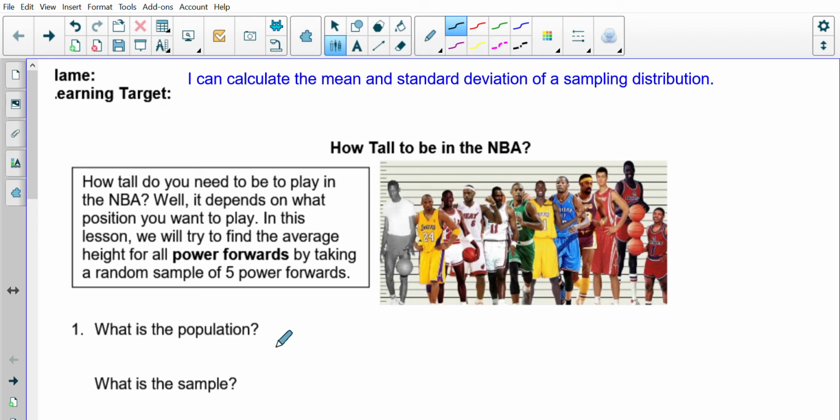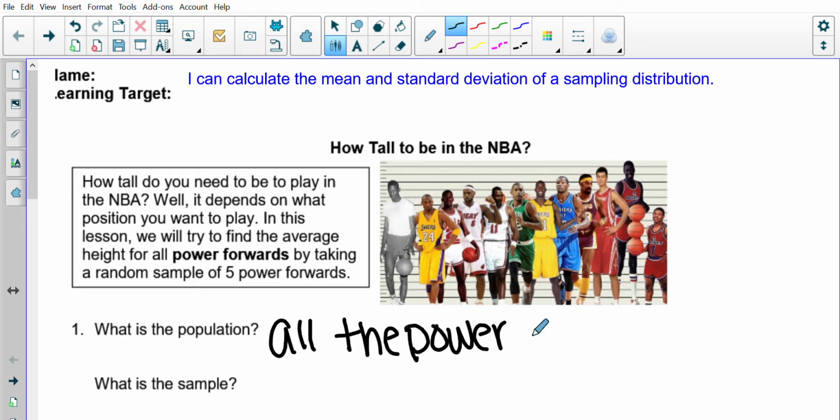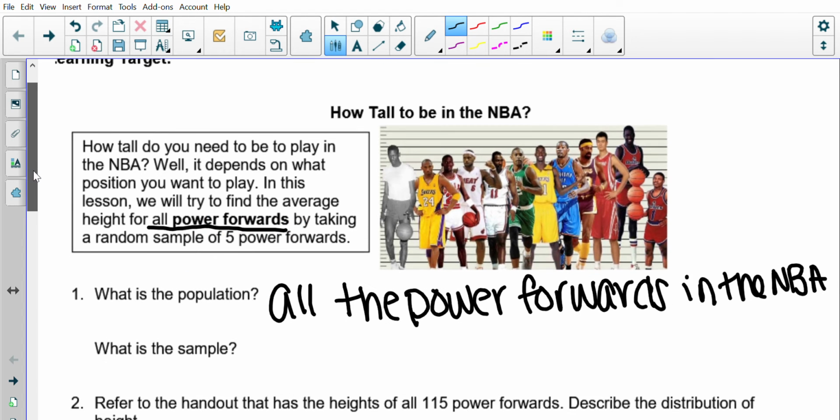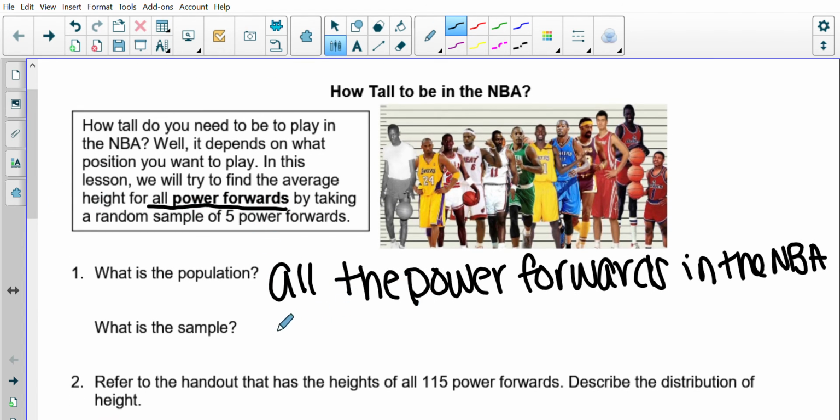So the population is all the power forwards in the NBA. Okay, that's the population. So what is the sample? What are we really looking at? We're looking at the 5 power forwards.